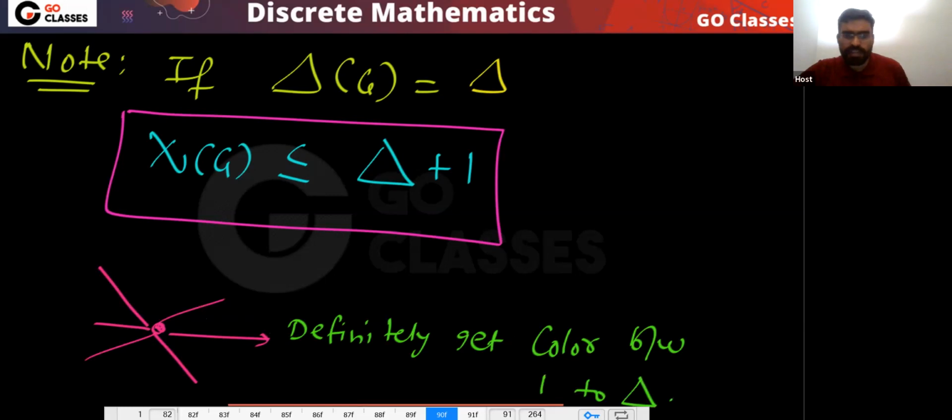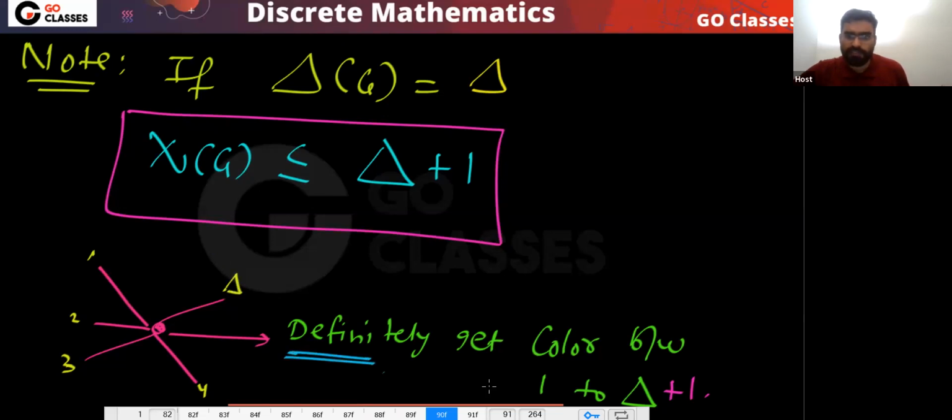It will definitely get a color between 1 to delta plus 1. In the worst case, what can happen? In the worst case, the neighbors can have different colors. So this vertex will get delta plus 1. Is this clear? Let me know. Is this clear to everyone?